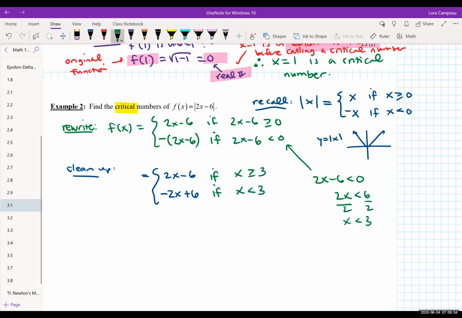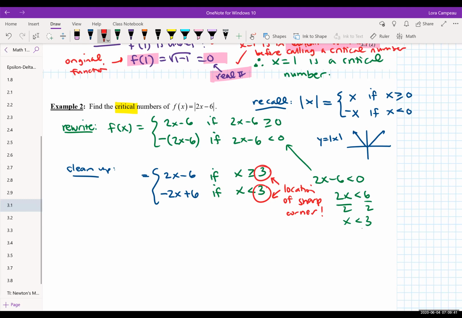And so why do we care so much about doing this? Well, this 3 right here is significant because it's the sharp corner. Or it's the x value, I should say, the location of the sharp corner, which was the reason why we couldn't just take the derivative of the absolute value in its original state.